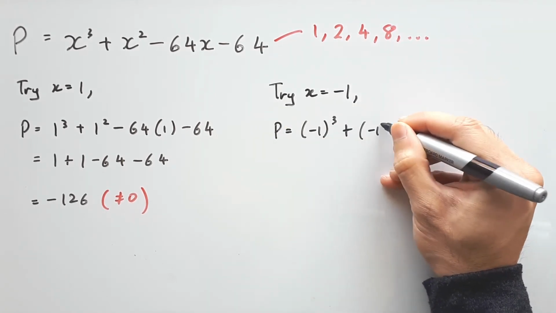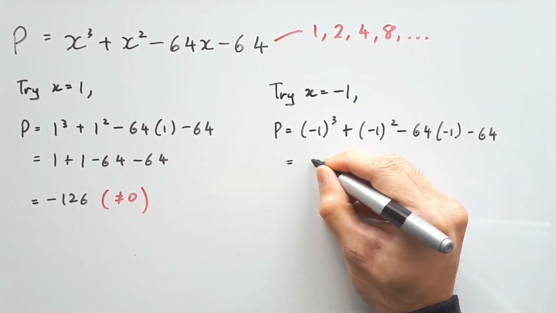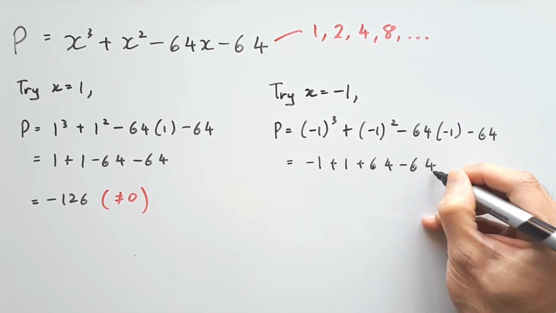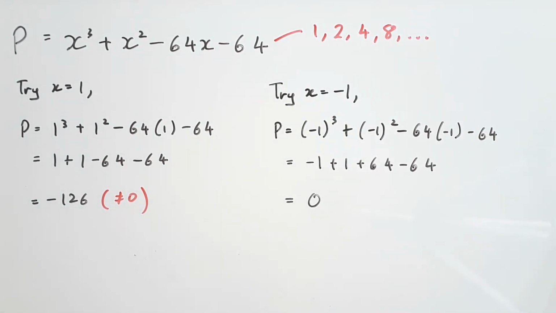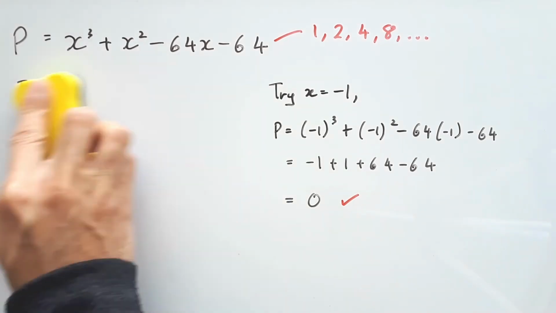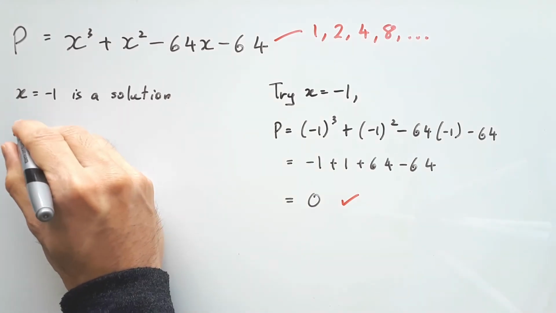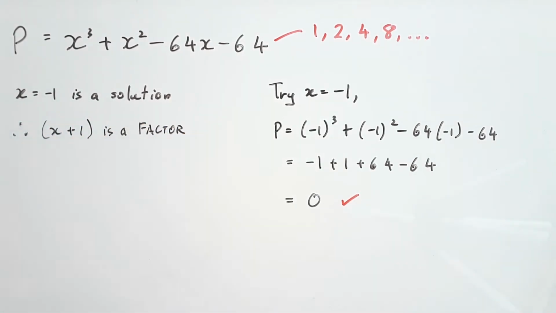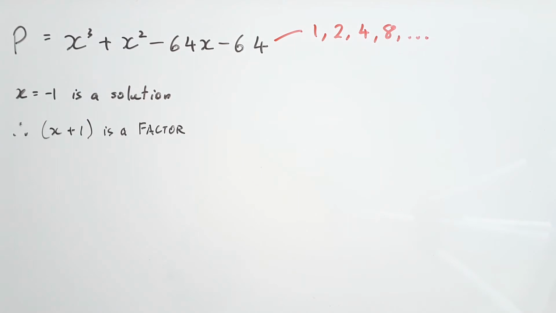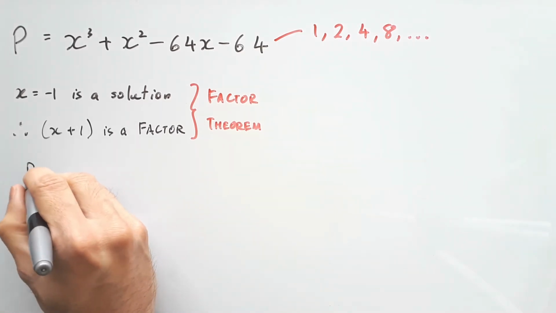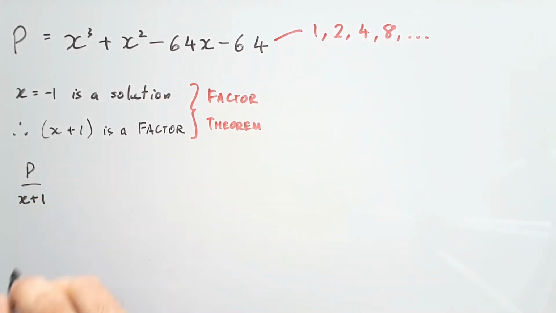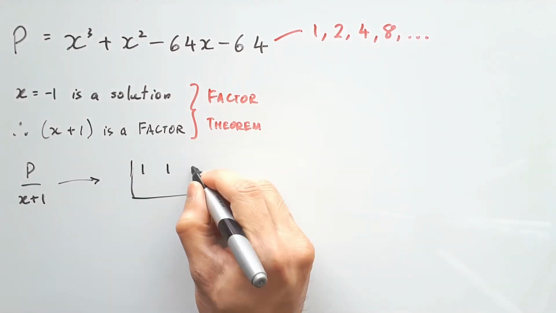Subbing that in results in a negative 1 plus 64 minus 64, and that equals 0. So we can say that x being negative 1 is a solution, and we can conclude that x plus 1 is a factor. This connection between solution and factor is known as the Factor Theorem. So the next thing we need to do is take our polynomial and divide by this factor that we just found, x plus 1. If you use synthetic division, then it's going to look a bit like this.